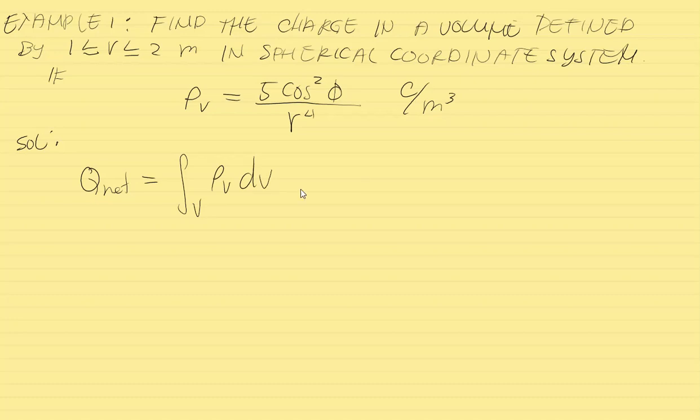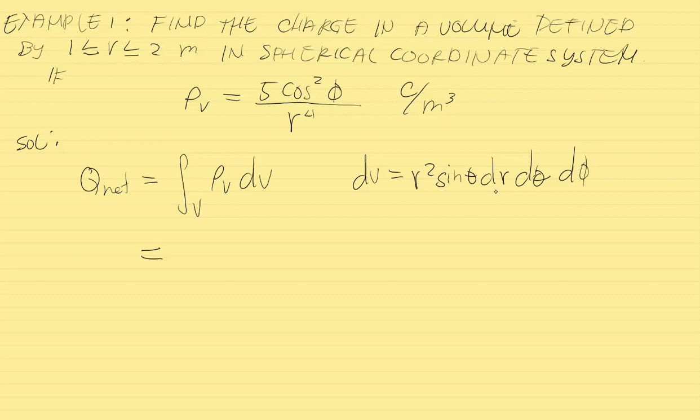And this is in spherical coordinate system. So what will be our dV in spherical coordinate system? If you look at your table, dV for spherical coordinate system is equal to r squared sine theta dr d theta d phi. So this is the differential volume.